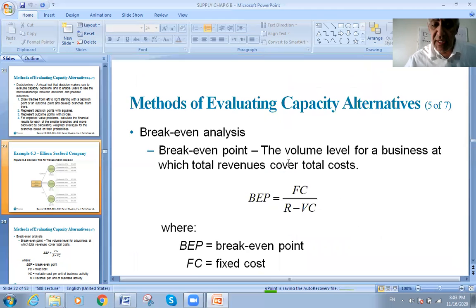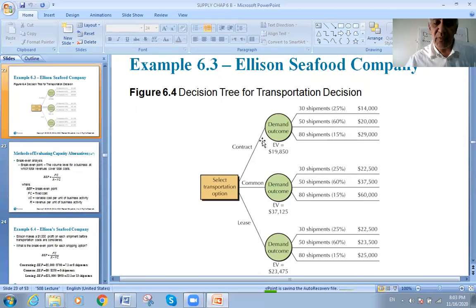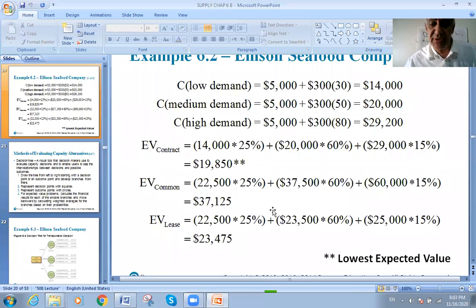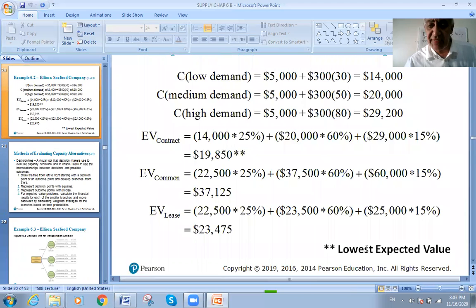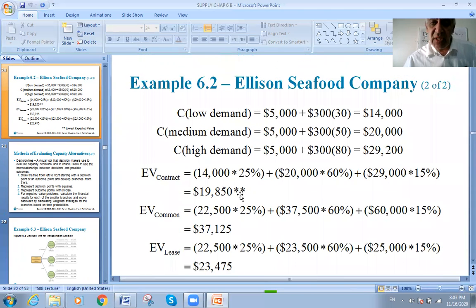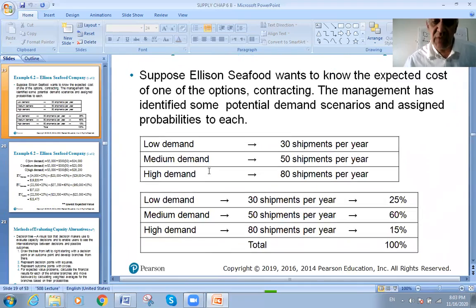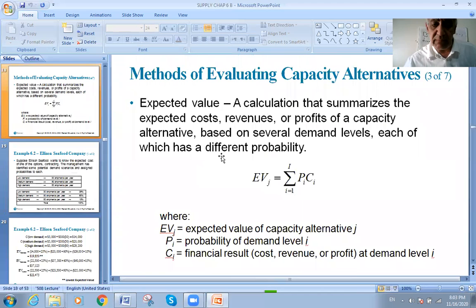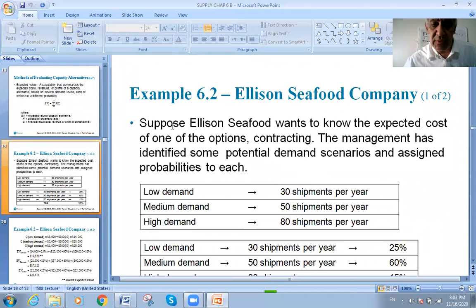So here we have demand outcomes. These will be the results, so we will choose the highest one of them, or the lowest expected value, this way. Let's see here how we'll formulate it. Okay, these are the rules and the formulas.